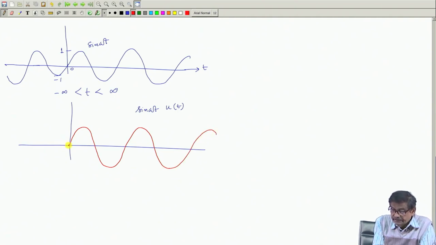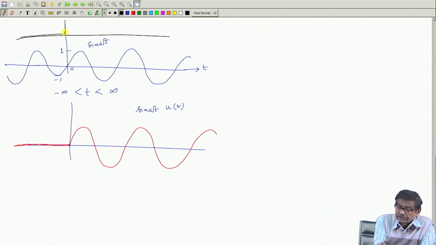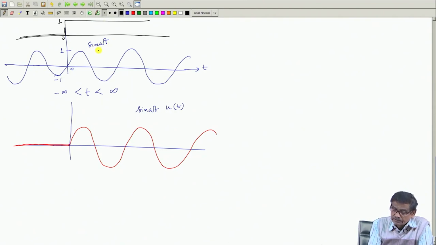And for t less than 0, this will be 0, simply because you are multiplying this function with a unit step function, is it not? This is 1. So, the functional value for t less than 0 is 0 here. So, 0 into anything you multiply gives rise to 0. However, for t greater than 0, you are multiplying sin omega t by 1. So, it will be sin omega t. So, this is the function sin omega t u(t).